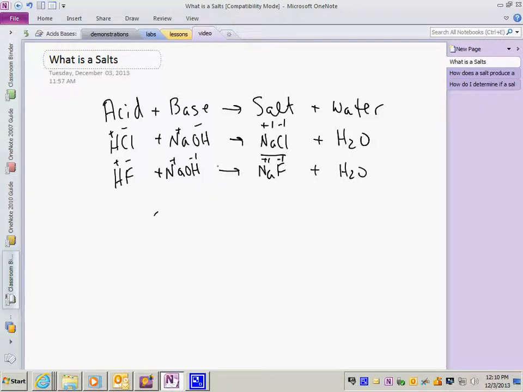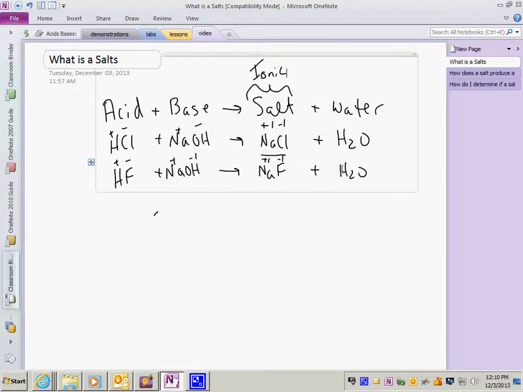And water. Neutralization reaction. Sometimes referred to as a double displacement, although I don't like that terminology. Either way, a salt is a product of a neutralization reaction. Now that's the old definition. The new definition would simply call a salt an ionic compound. Any ionic compound is a salt. We use salts all over society to do lots of things for us.